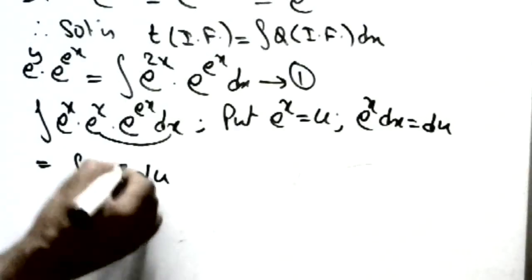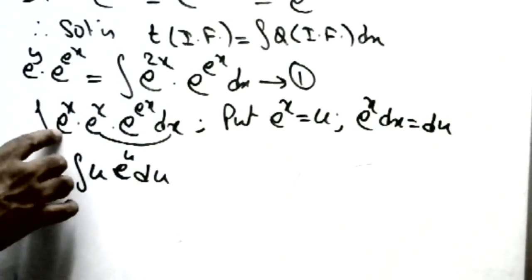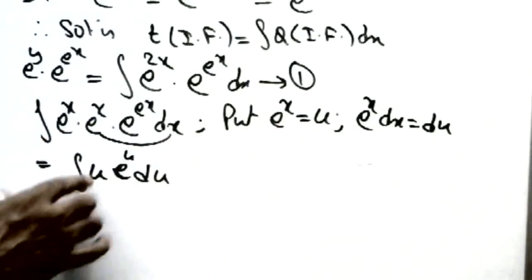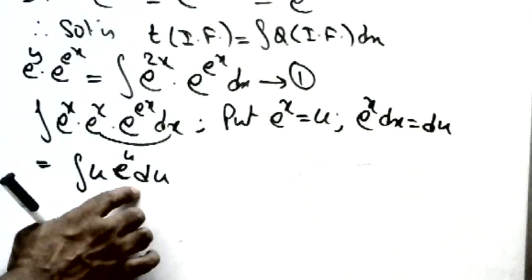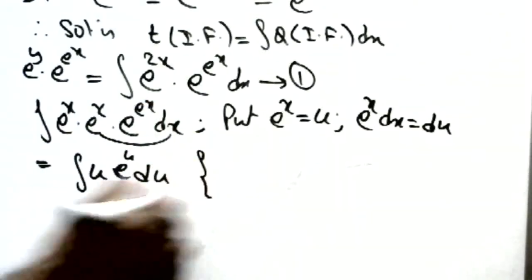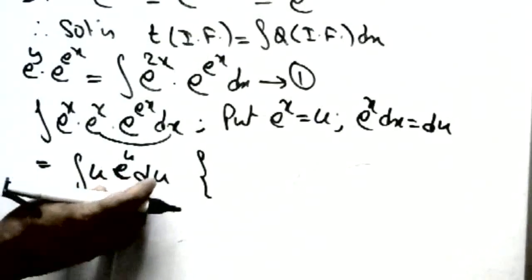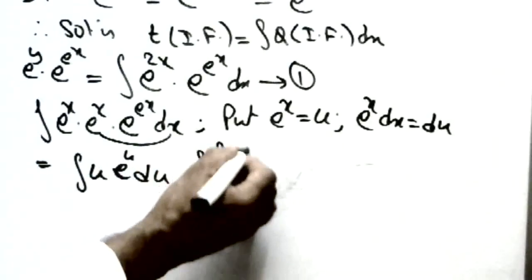Now what is left here? E power e power x, and e power x is u. Got it? One e power x we write as u, another e power x dx is du, and e power x is u. So this is of the type product. This is done by the method of integration by parts.